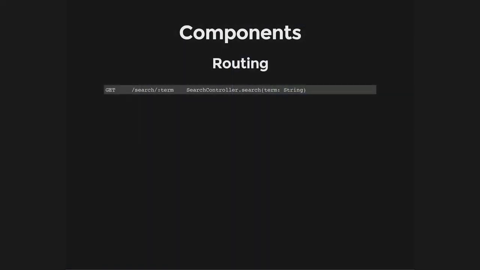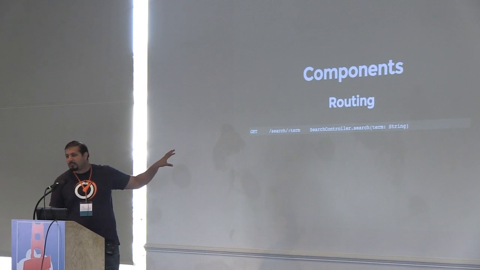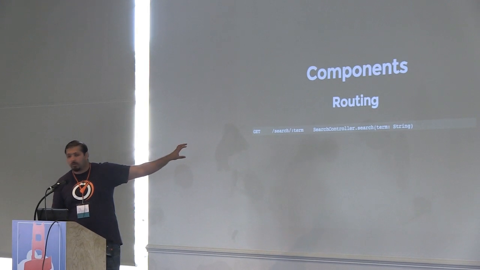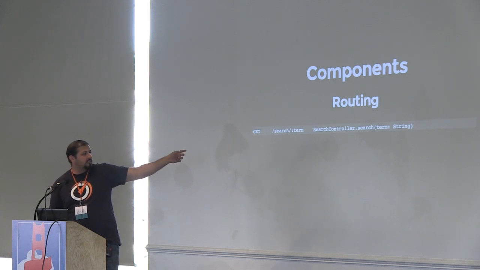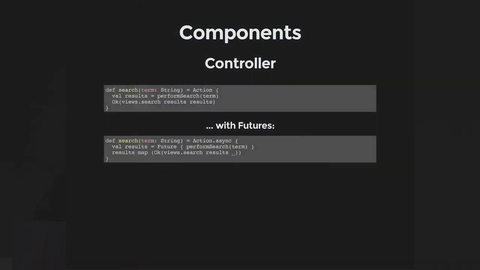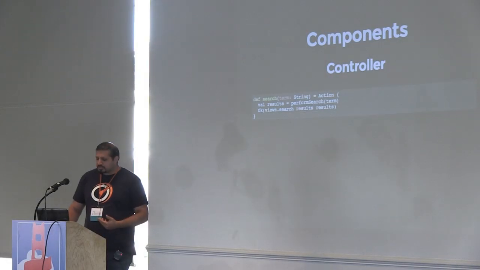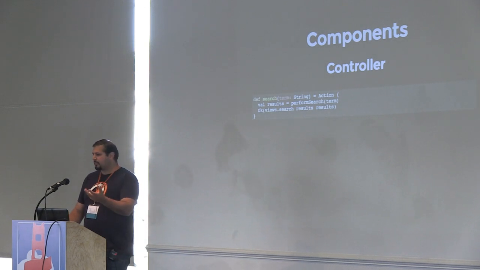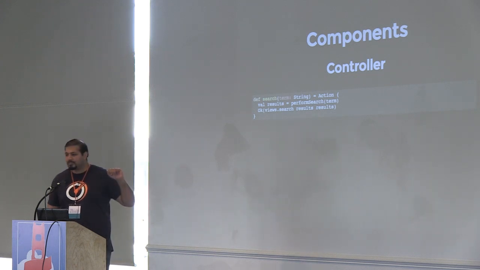So the way this is built, let's use a search component as an example. You have a routes file, which says when you get this URL with a term included, call the search controller and give it the term as a string. This particular line gets compiled by the Play tooling, and it discovers that you have a search controller, which also has a search method that takes a term, which is a string. So this connection is made in a type-safe manner. You calculate the search results, and you present them to a view called view.search.results, and you give it the results. There's a little repetition here, but I think you get the gist.